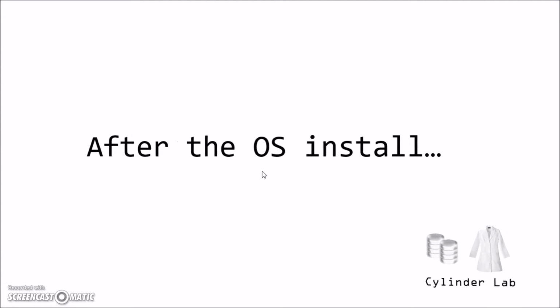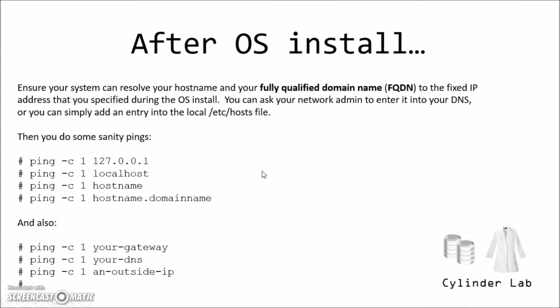After the OS install, make sure that your system can resolve the fully qualified domain name to the fixed IP address that you specified during the OS install. You can ask your network admin to enter it into their DNS, or you can simply add an entry into your local host file. After you've done that, do the pings on the screen. Make sure that they all reply. Do not go forward until all of this is working correctly.